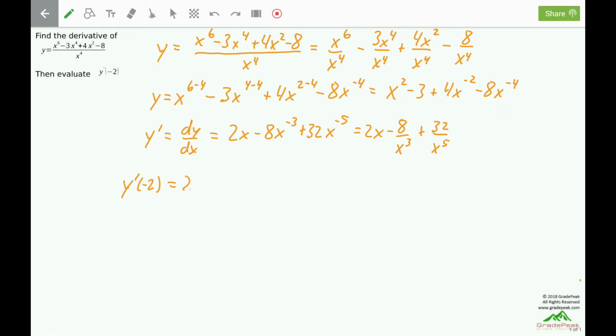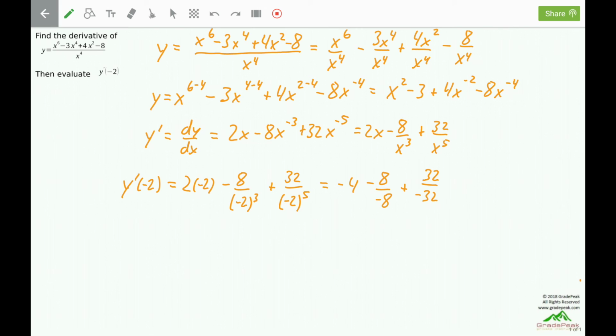That means to plug a negative 2 in for each of the x's, so 2 times negative 2 minus 8 over a negative 2 cubed plus 32 over a negative 2 to the 5th. 2 times negative 2 is negative 4 minus 8 over negative 2 cubed. Negative 2 times negative 2 is positive 4 times 1 more negative 2 will give us negative 8. Plus 32 over negative 2 to the 5th. Negative 2 times negative 2 is positive 4 times a negative 2 is negative 8 times another negative 2 is positive 16 and times the last negative 2 will be negative 32.